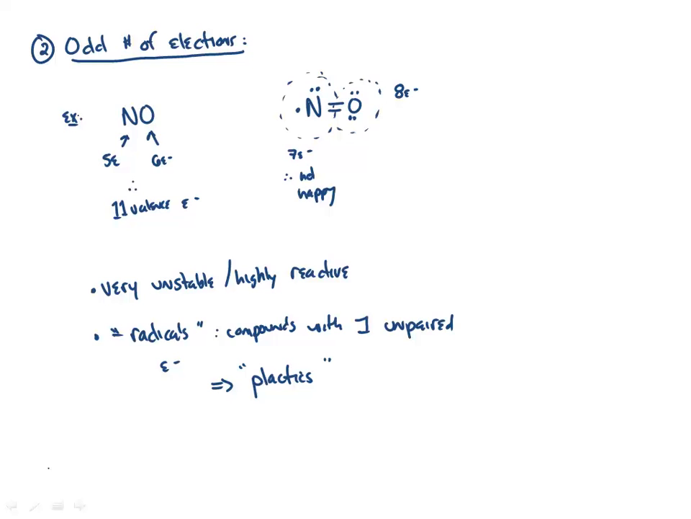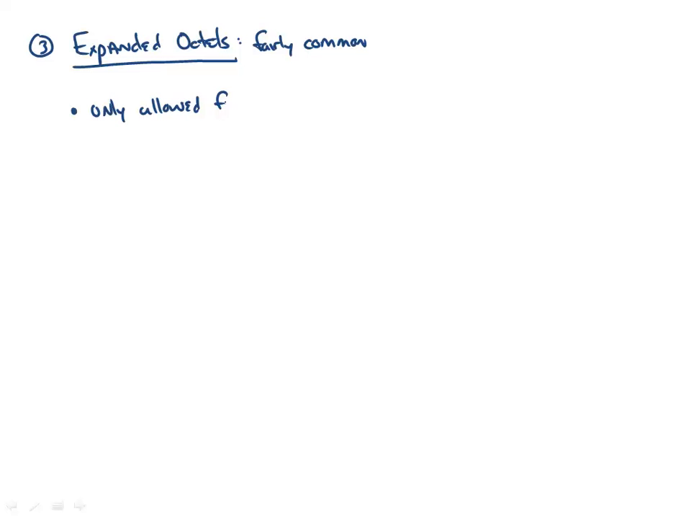The last violation of the octet rule, number 3, I guess this technically was number 2, is what we call expanded octets. And these are fairly common, meaning it's pretty easy to come up with a lot of examples of this. And what we mean by expanded octets is it's only allowed for the central atom. So what that means is the atom in the middle.